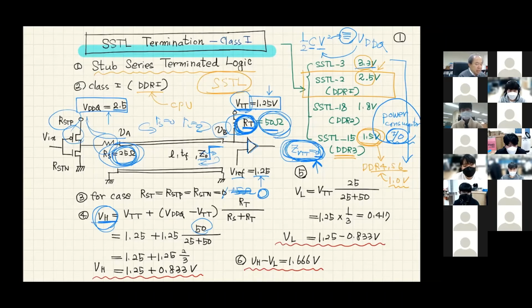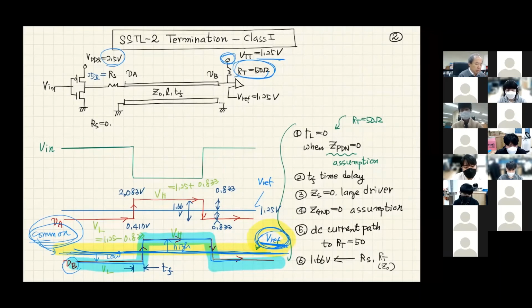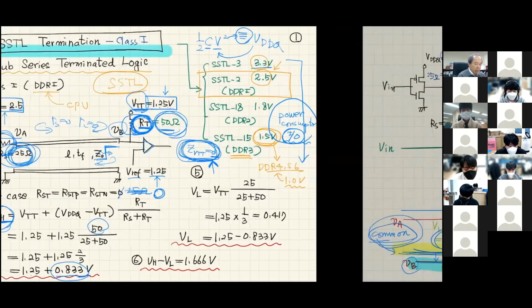At the steady state of high level, we can apply the circuit theory. So we have 2.5 volt and 1.25 volt, and the voltage difference will be determined by the ohms voltage division of 25 ohm and 50 ohm. And we're gonna see that it is 1.25 volt plus 0.833 volt. So this is higher level. 1.25 minus 0.833 is the low level.